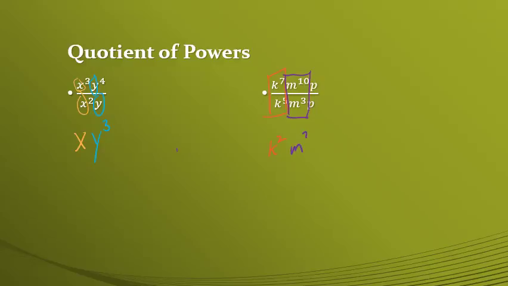And then we've got two base p, but both of them are to the first power. So I've got p to the first divided by p to the first. Well, those are just going to cancel, or just equal 1. And so my final answer for this is k squared m to the 7th.